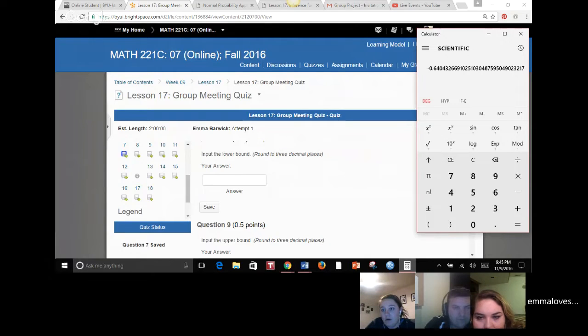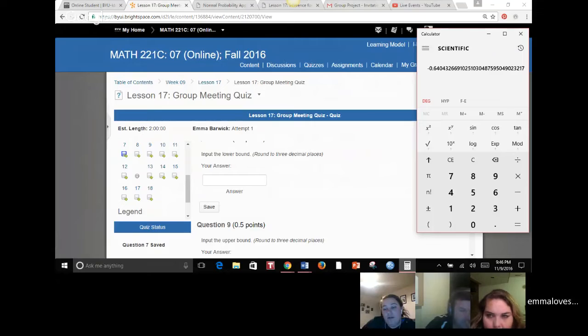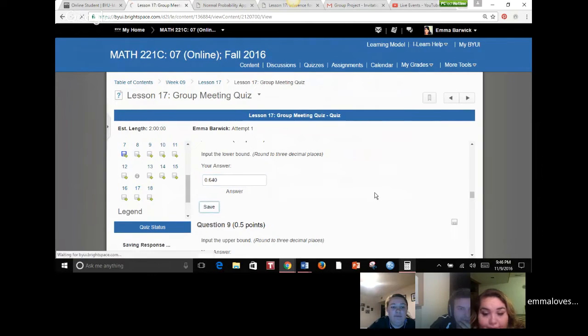So I have negative 0.640. Yeah, but because you did the z-score minus p-score, it's negative, but you're supposed to do the p-score minus the z-score, so you just take off the negative, but it's the same answer. It's just positive instead of negative. Oh, okay. That makes sense. But that's what I got, 0.640. Okay. Does anyone have a bottom answer?